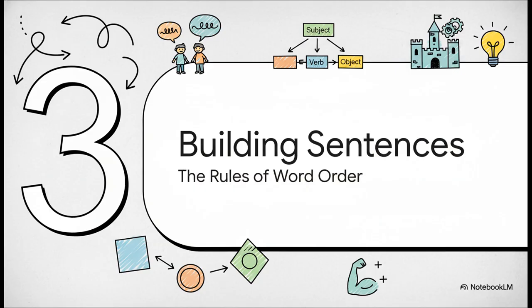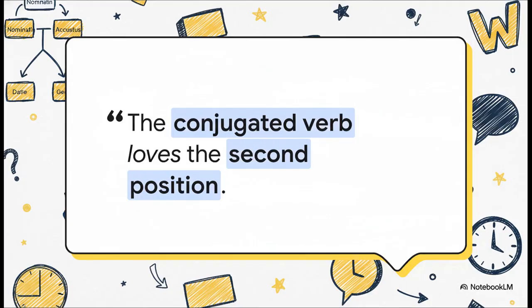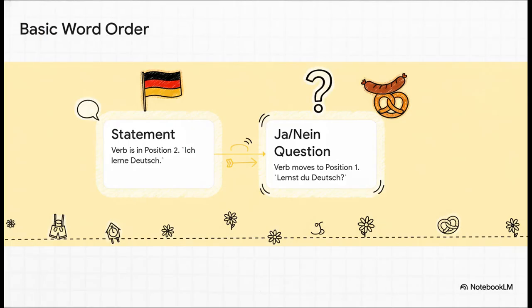All right, so we've got our nouns and we've got our verbs. We have the building blocks. Now let's start putting them together and actually build some sentences. So when you're making basic German sentences, there is one golden rule that you need to tattoo on your brain. The conjugated verb, the action word, always wants to be in the second position. This is the absolute bedrock of German word order. Let's see how this works.